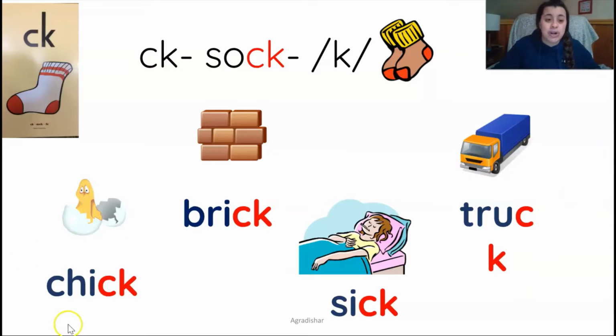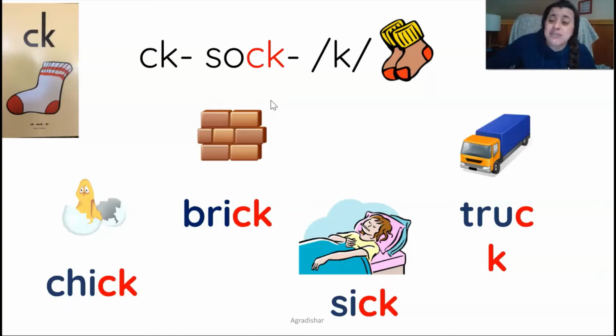So just like the word chick, brick, sick, and truck, you hear K at the end. When you write these words, you would write CK at the end of all of these words. Chick, brick, sick, truck, sock. When we're writing words, you'll never see a word end with just C or end with just K. When you hear that K at the end, you need to write CK.